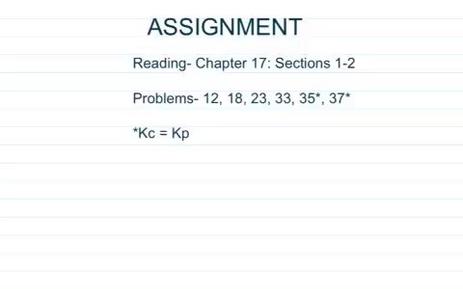For your assignment, I want you to read chapter 17, sections 1 through 2. The problems you're going to work on are 12, 18, 23, 33, 35, and 37. With number 35 and number 37, just remember Kc equals Kp. The C stands for concentration, P stands for pressure. Since we're only looking at concentrations, those problems 35 and 37 are great problems, but they do deal with pressure. So we're just going to go Kp equals Kc, and you'll get the problems.